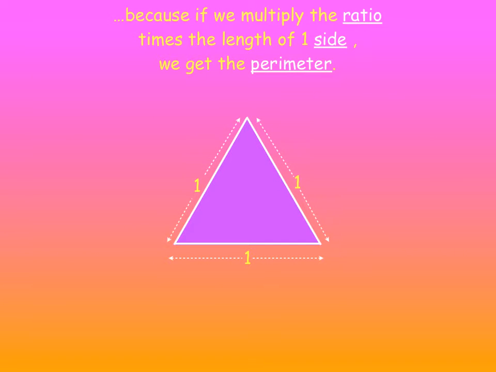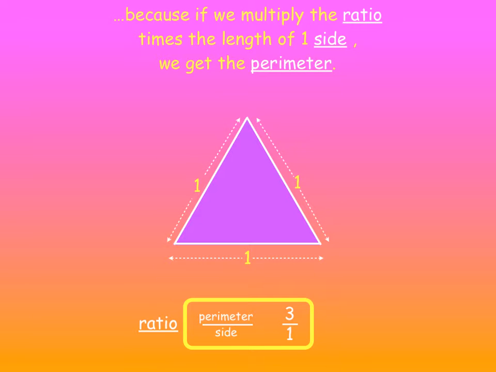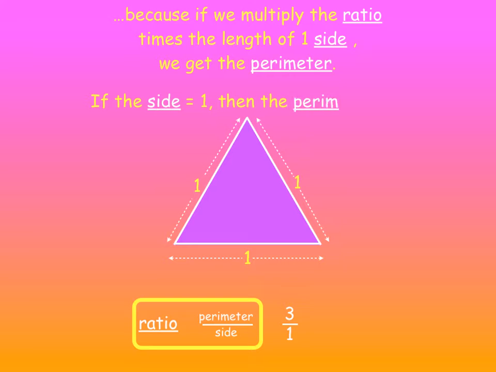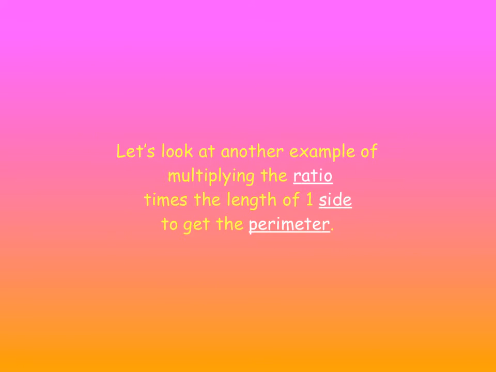Because if we multiply the ratio times the length of one side, we get the perimeter. Here's the ratio. That's the perimeter compared to the side, 3 to 1. Now, if the side is 1, which is the same as 1 over 1, and then we multiply, that gives us 3 over 1, which equals 3. Then the perimeter is 3. Let's look at another example of multiplying the ratio times the length of one side to get the perimeter.